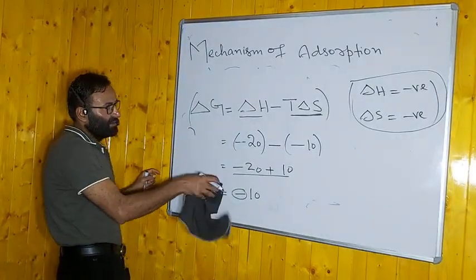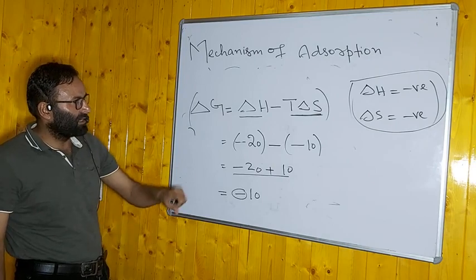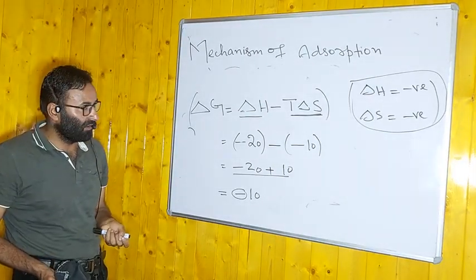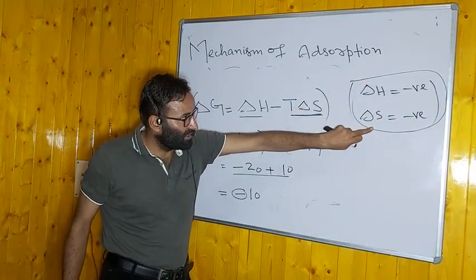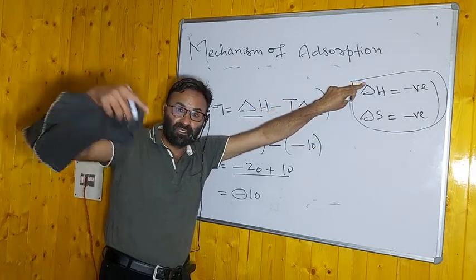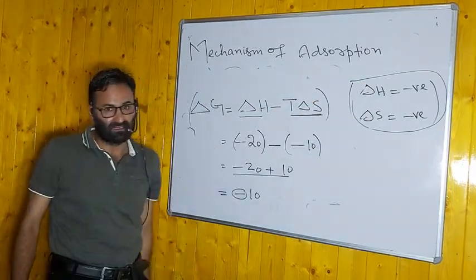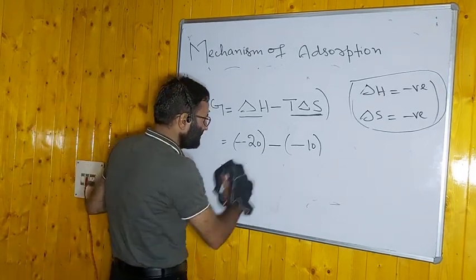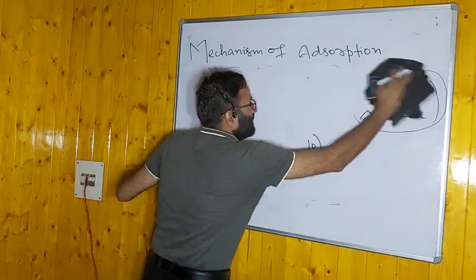This is a very simple explanation of how you can say whether the adsorption process is spontaneous or not. Both are negative, but delta H should have a sufficiently high negative value as compared to delta S. You can mention this. This is the important point.